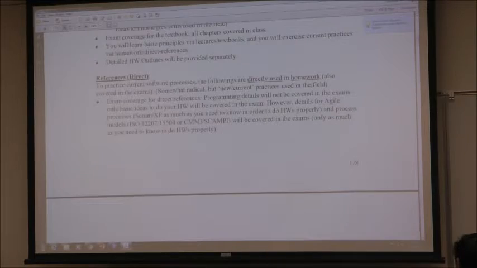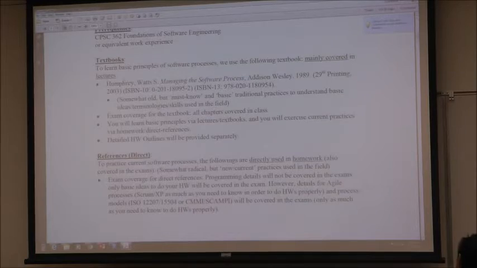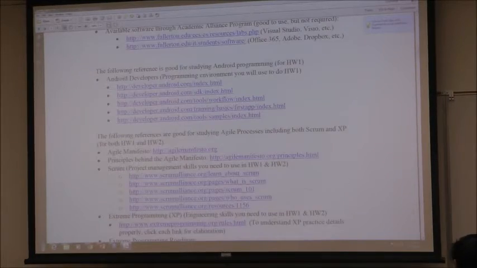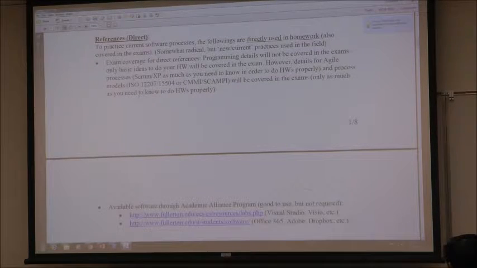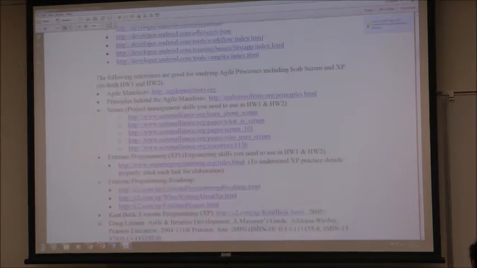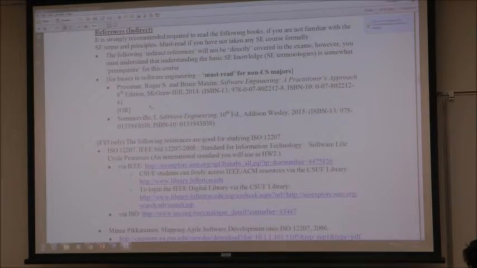So this is again the syllabus, and it explains the course objectives, the textbook, and the references. I listed direct references and indirect references. Direct references are those that should be used to do your homework, and they will be covered in the exam. Indirect references list many books or articles only for your information. If you would like to learn more, you may look at them, but they will not be directly shown in the exam.